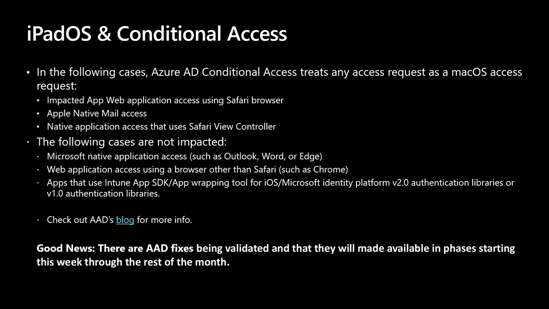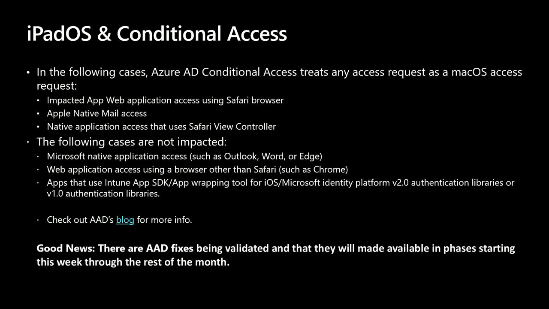The things that haven't been impacted are native apps. Native apps, things like our Outlook, Word, Excel, PowerPoint, et cetera, or even line of business apps that use our app protection policy SDK or wrapper, are still able to report properly, but for the top ones, it is impacted. The good news is that validation is just finishing up, and there is a change that's going to be rolling out from the AAD team. It's going to be in phases and roll out through this month, and so you'll see some relief there.